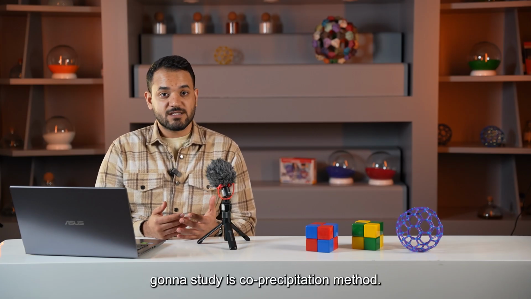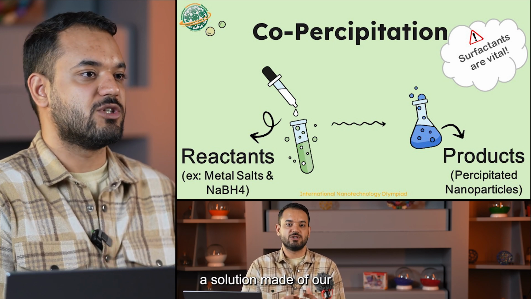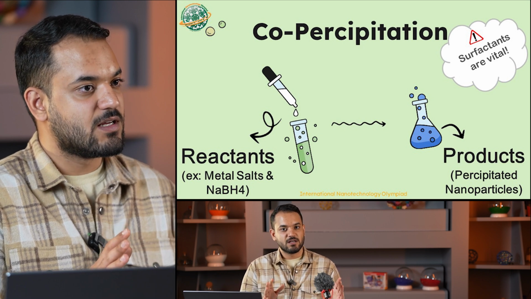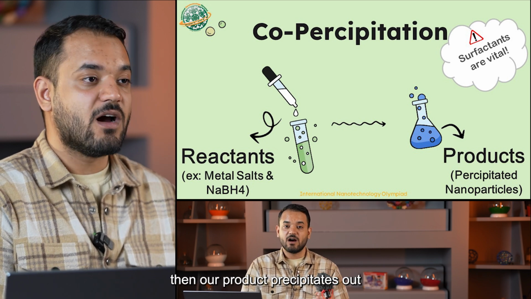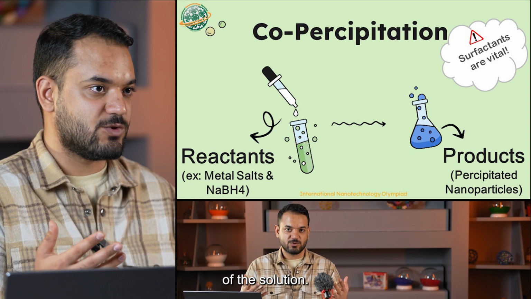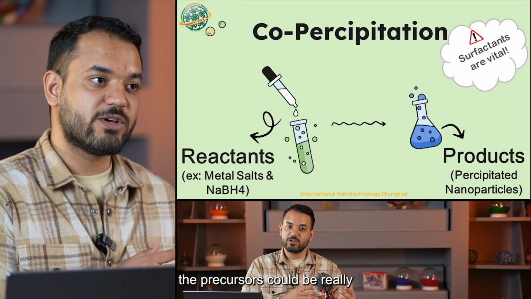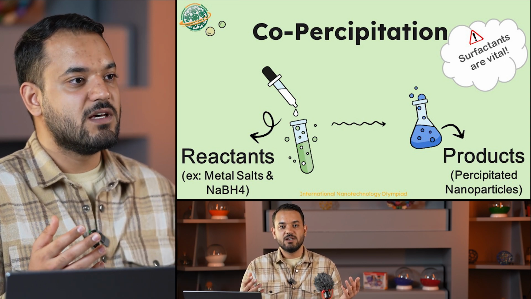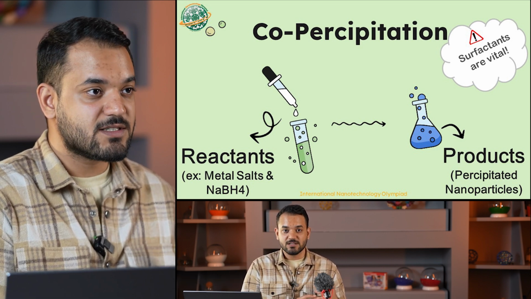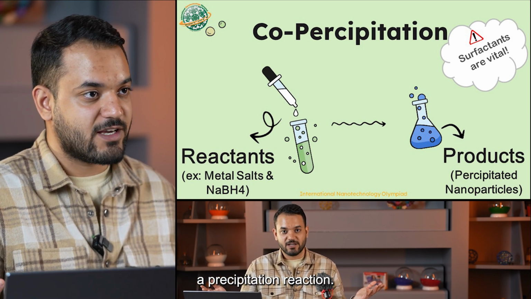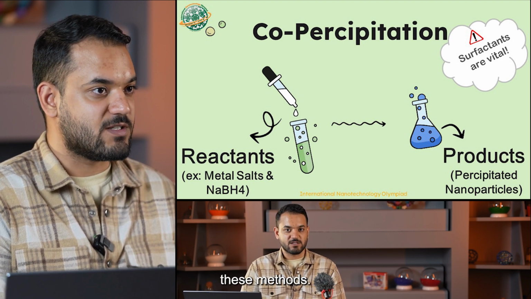The next way that we're going to study is the co-precipitation method. In this method, we have a solution made of our different precursors, and we add a reacting agent to this solution, and then our product precipitates out of the solution. So the reaction between our chemical reagent and the precursors could be really different. It could be some kind of oxidation-reduction reaction, or it could be simply a precipitation reaction. But be aware that you should be really careful doing these methods.